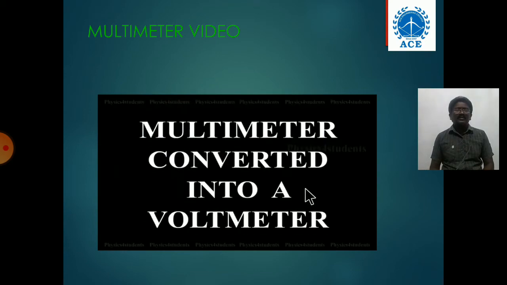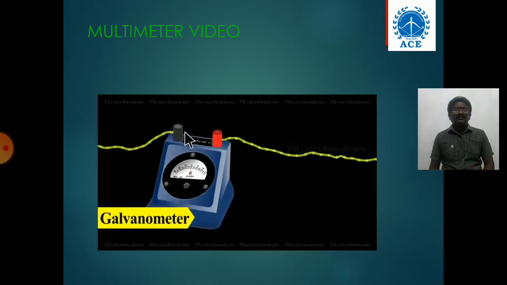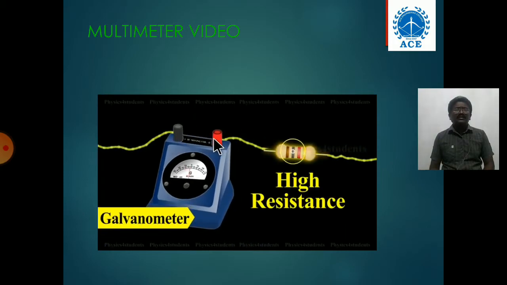How can a multimeter be converted into a voltmeter? Consider a moving coil galvanometer with Rm equal to 100 ohms. The galvanometer is converted into a voltmeter by connecting a high resistance in series, having a suitable value. These are the two terminals, one is positive and the other is negative. Here, a high resistance of 900 ohms is connected in series.